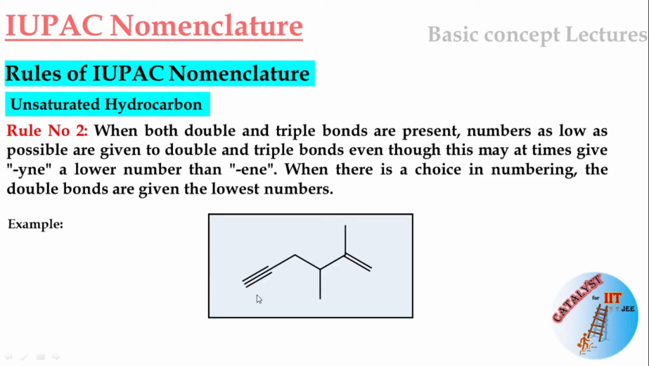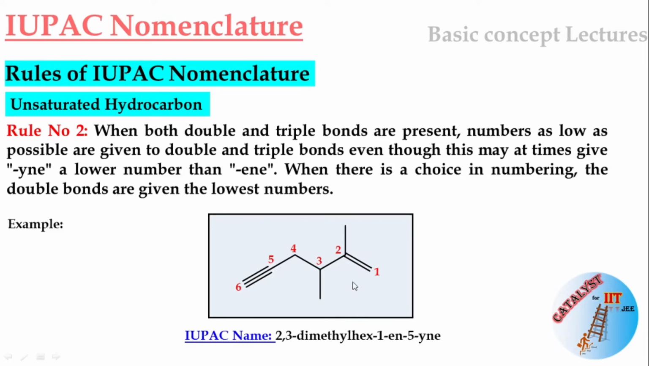You can also understand rule number 2 by taking this example. In this unsaturated hydrocarbon, the double bond is present on this end and the triple bond is present on this end. So there are two ways to number this parent chain, from this end as well as from this end. According to rule number 2, you have to give the lowest possible number to your double bond. So you will start numbering from this edge: 1, 2, 3, 4, 5 and 6. Now on the 2nd and 3rd carbons, methyl substituents are present.